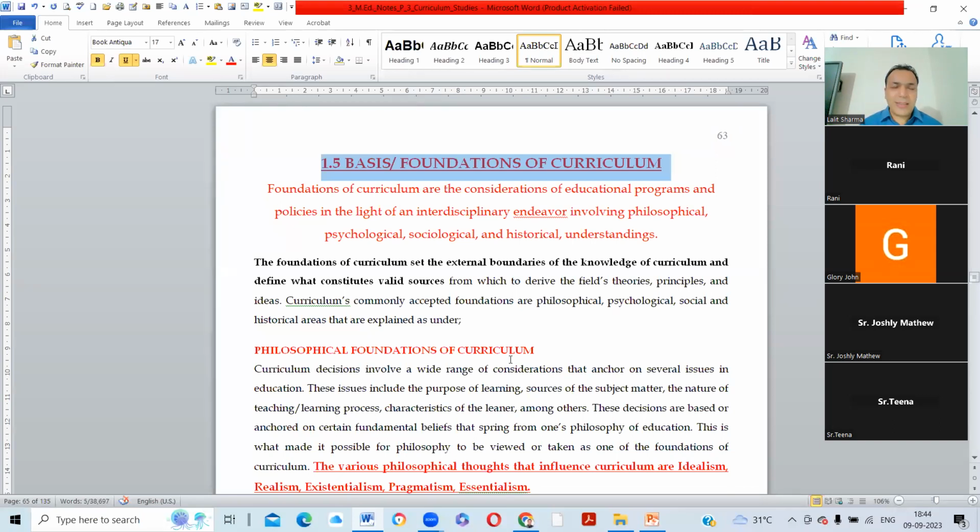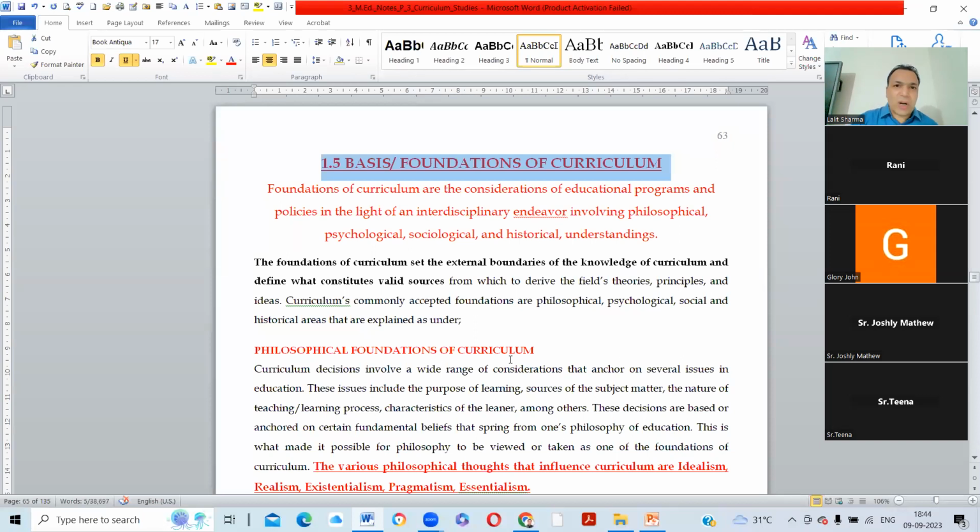That's why it is called teacher or principal. A teacher should be a friend, philosopher and guide. Teachers or principals should be philosophers, they should be psychologists, they should be well trained. Only then can they make it. For example, philosophical foundations of a curriculum.